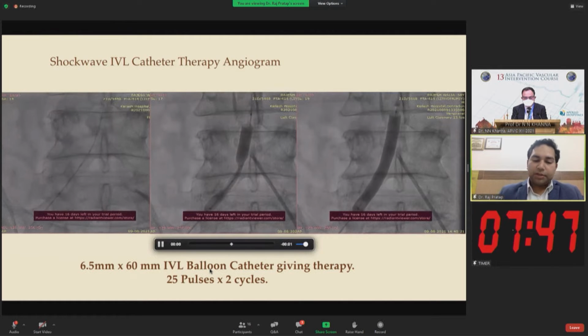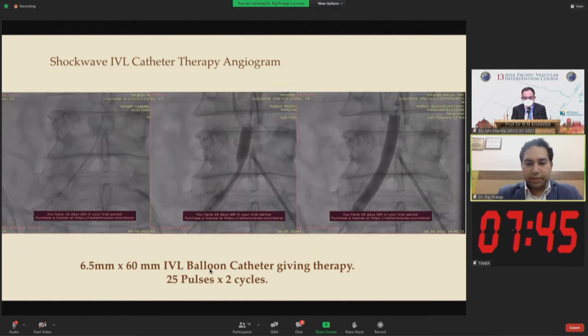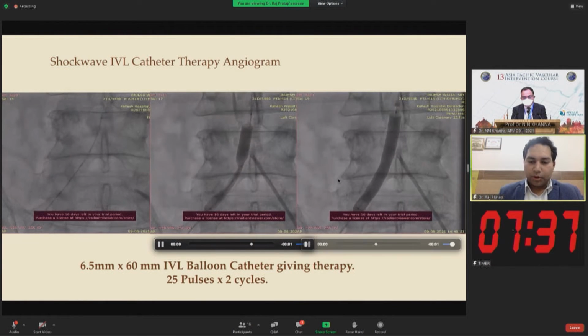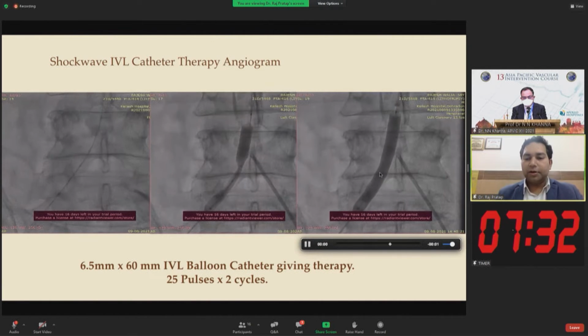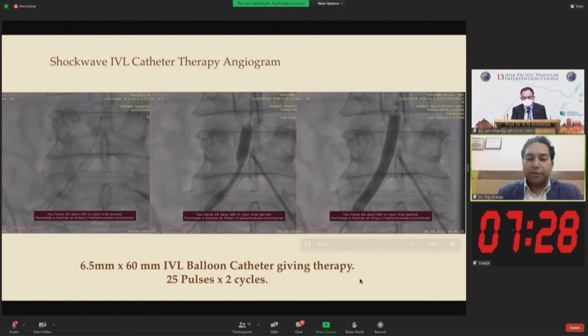So we gave this patient 25 pulses, 2 cycles. One can give a maximum of around 30 pulses in one cycle. This catheter has around 300 pulses. With ongoing pulses, one can see that this balloon suddenly inflated well enough. That is where it helped. If we had not used it or had gone to other balloons, such good expansion would have been difficult to achieve.